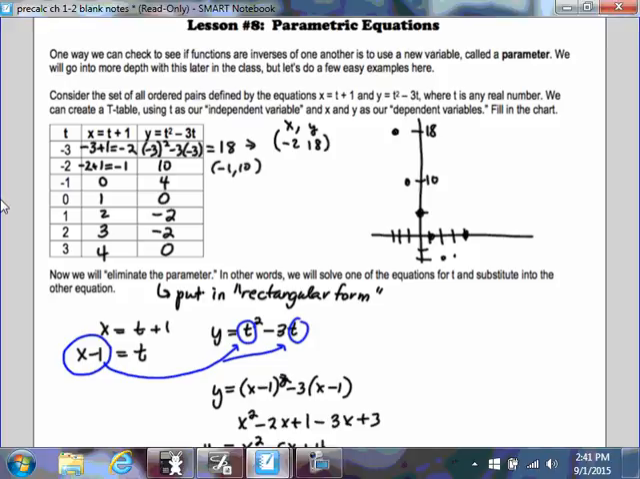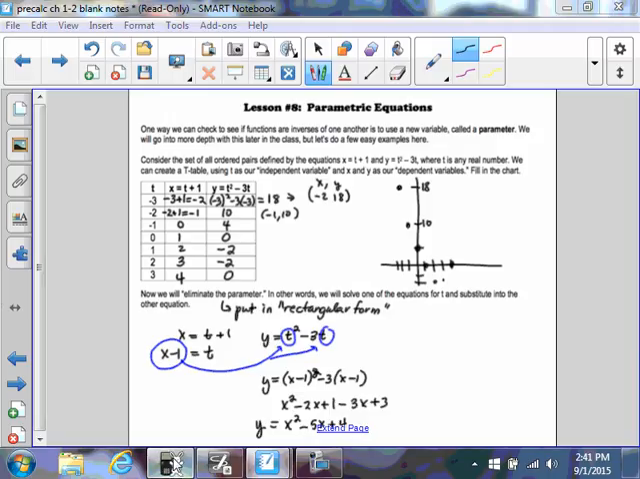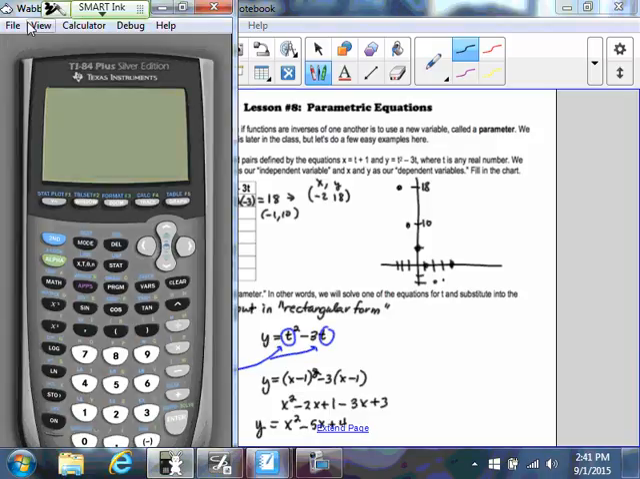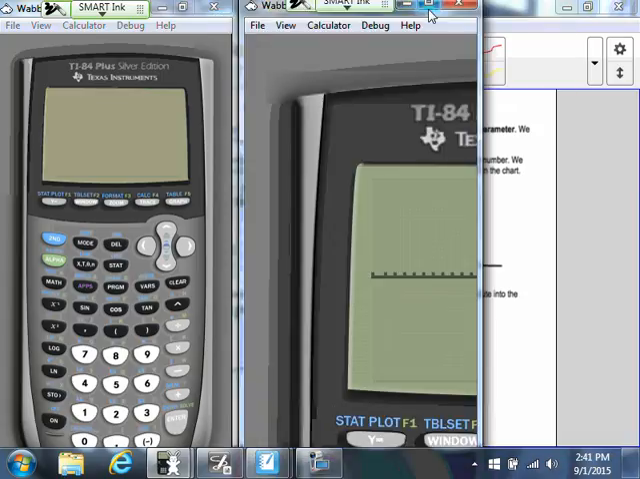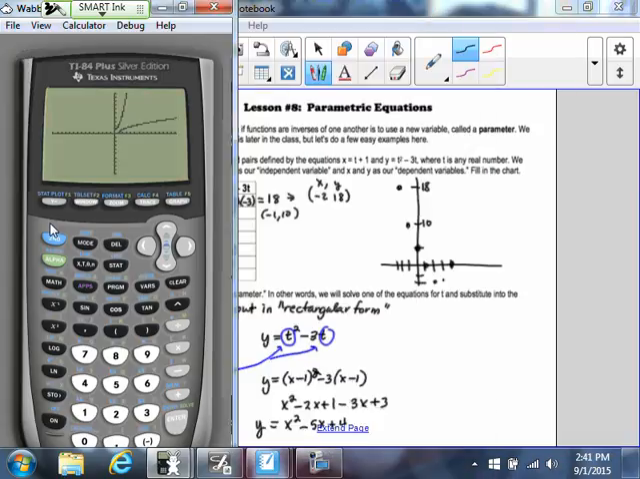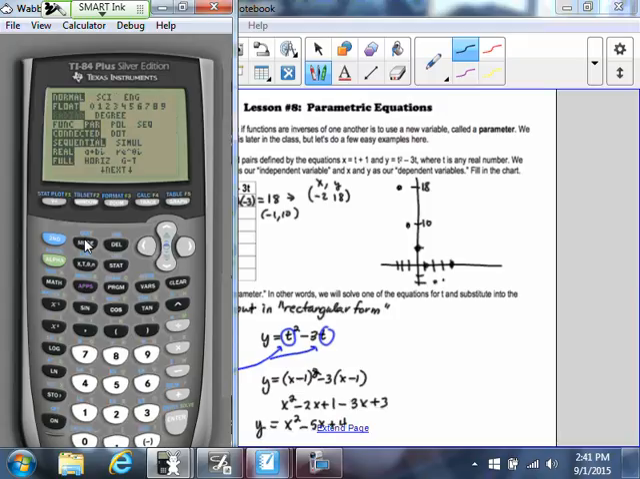Okay, so we actually do use parametric equations a lot. So let's go ahead and look at the graphing calculator, and I'll show you how to graph parametric equations. All right, so you're going to go to Mode, and right now you have Function highlighted. I don't want Function highlighted. I want PAR, Parametric, highlighted.